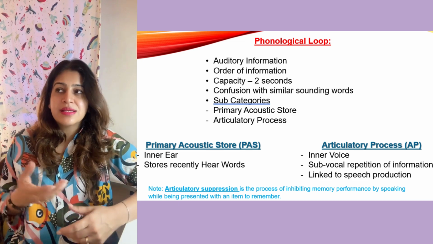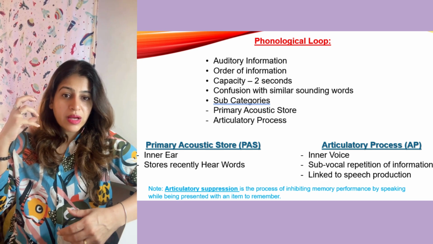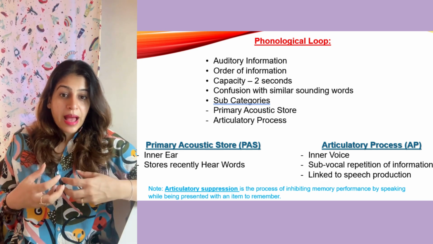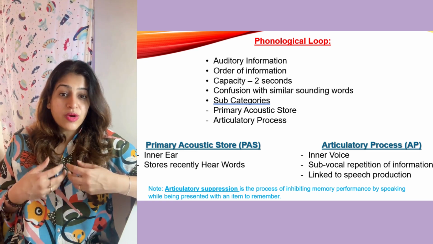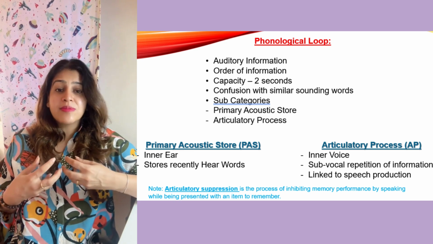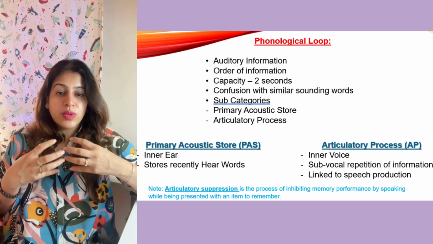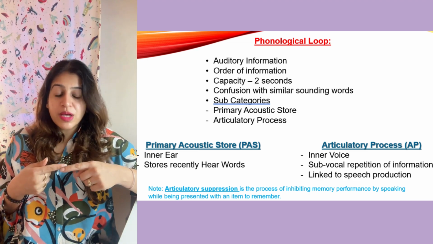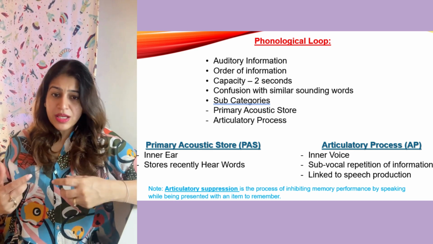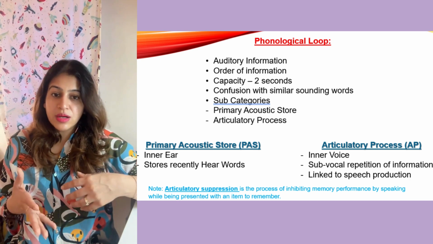For example, somebody says that apple is very sweet. So it first goes to the inner ear, the primary acoustic store: apple is very sweet. Then you have an inner voice saying apple is very sweet. You are maintaining and rehearsing that information, and it also helps in speech articulation. So you say yes, apple is very sweet, because you are processing that information. So this articulatory process is related to your speech, and also to your inner voice and rehearsal of what you have recently heard.